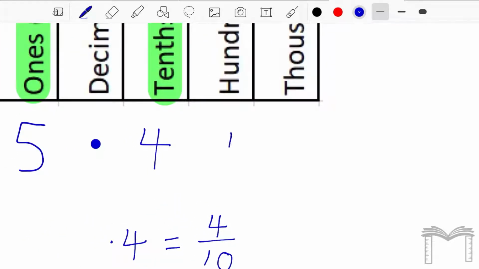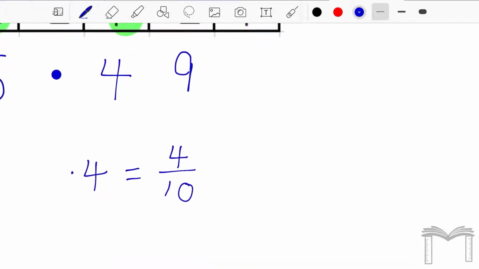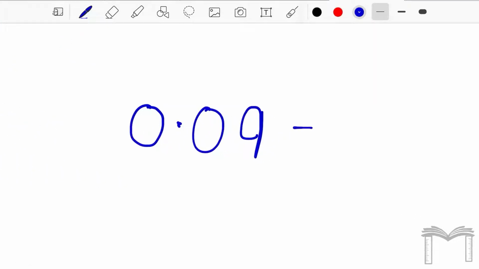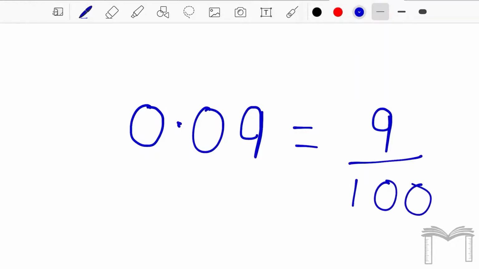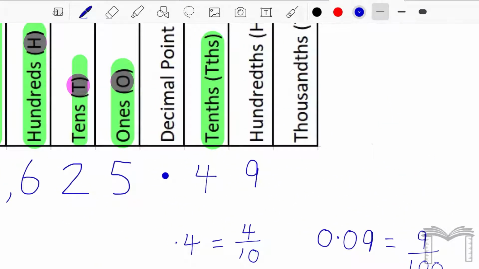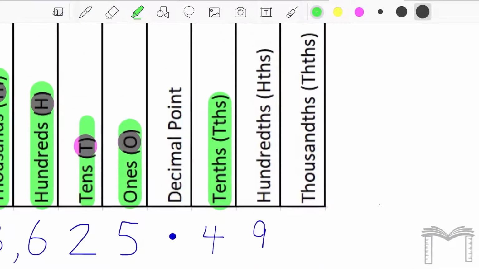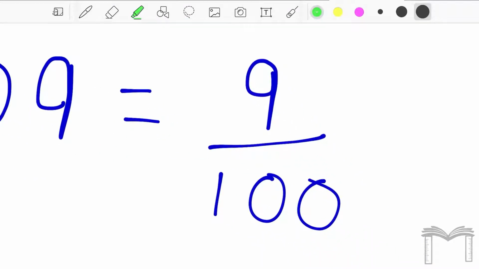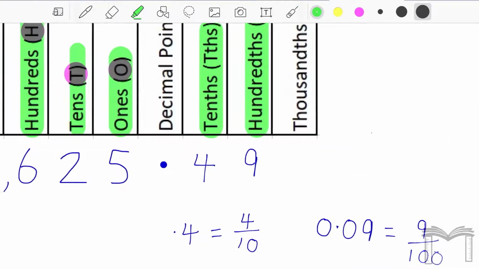If we add a 9 after the 4, the digit 9 is really 0.09. If we separate the 9, it's 0.09, and this is equal to 9 over 100. The second digit after the decimal point is hundredths, and it is equal to the number over 100.